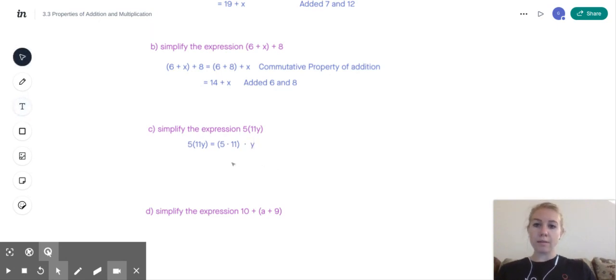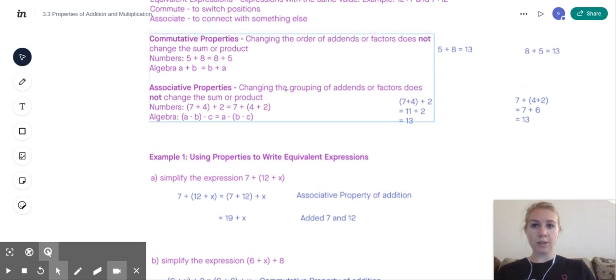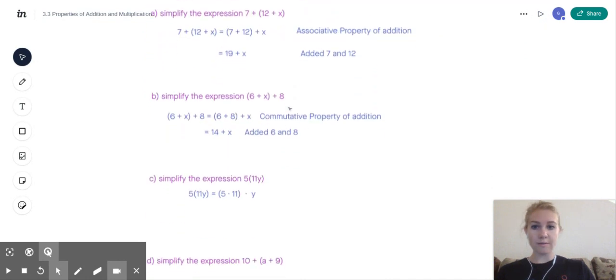Okay, now did we change the order? Let's see, 5, 11y, 5, 11y. No, we didn't change the order. Do we change the grouping, where the parentheses are? Let's see, first the parentheses were not in the beginning, but now they're in the beginning. So we changed the grouping. Which one is changing the order? Not commutative. Changing the grouping? Yes, it's associative.